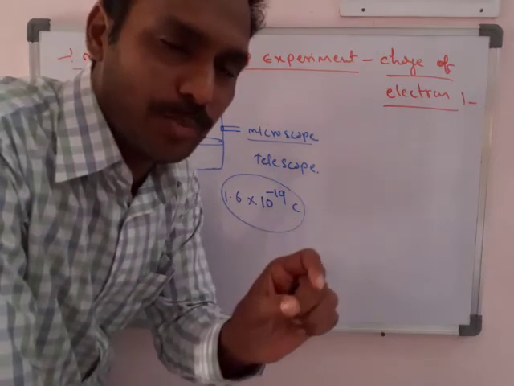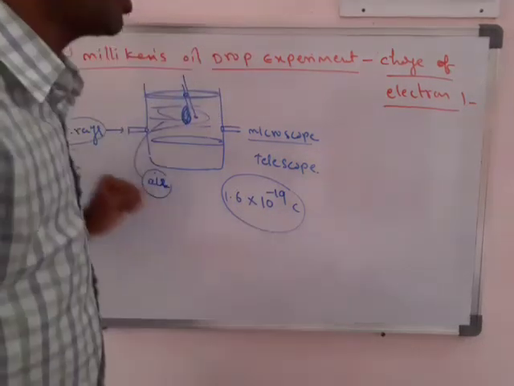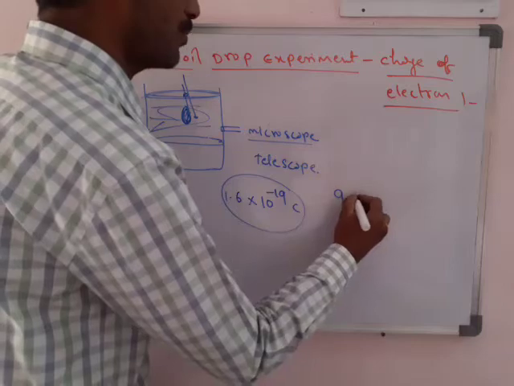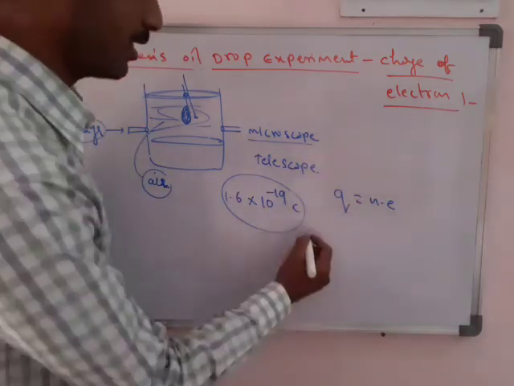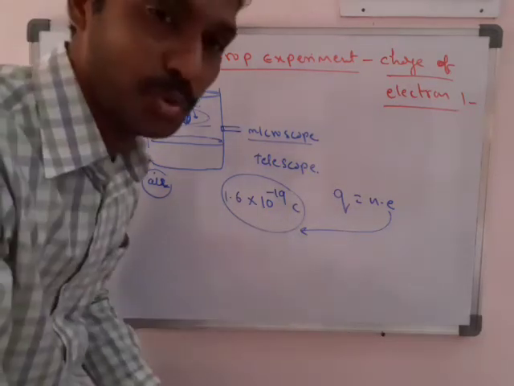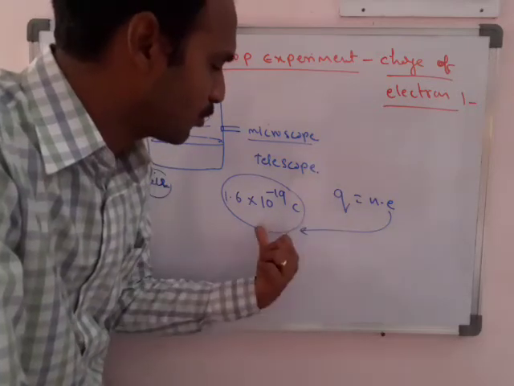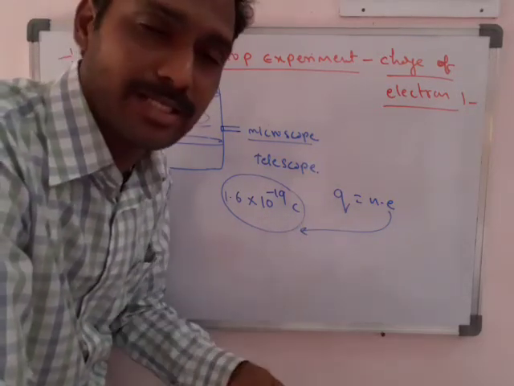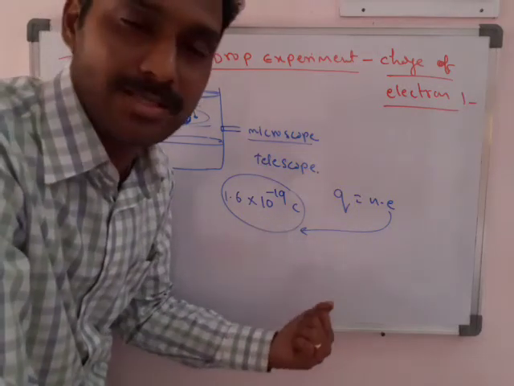It is not that all the oil drops have exactly this charge. The charge on the oil drops, Q, is n into e. What is e? He got 1.6 into 10 power minus 19 coulombs. Some drops have 2 into 1.6 into 10 power minus 19, and some have 3 into 1.6 into 10 power minus 19 coulombs.